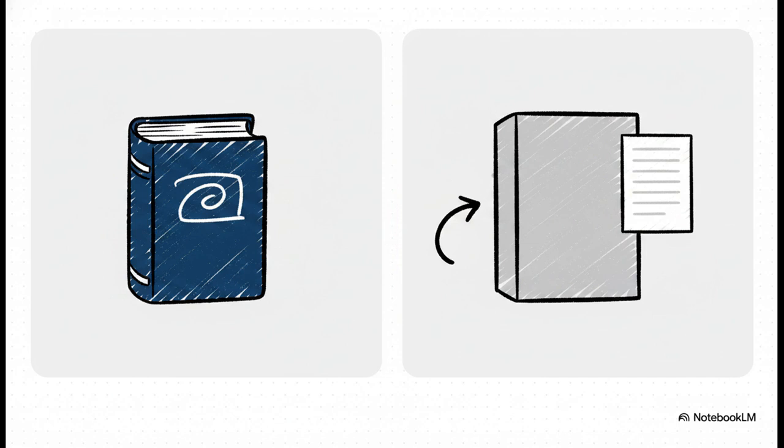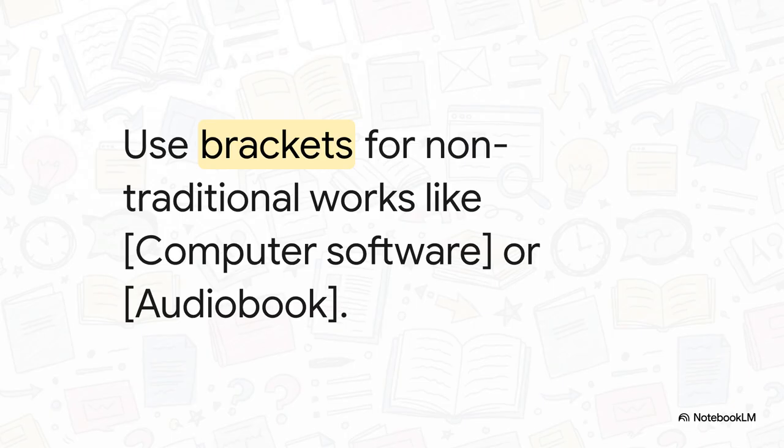Super simple, right? And because we cite way more than just traditional books these days, the manual gives us these bracketed descriptions as lifelines. For non-traditional stuff, we're talking software, YouTube videos, press releases, audiobooks. You just provide a quick, succinct description in square brackets right after the title. It immediately lets your reader know exactly what kind of medium they're looking for.